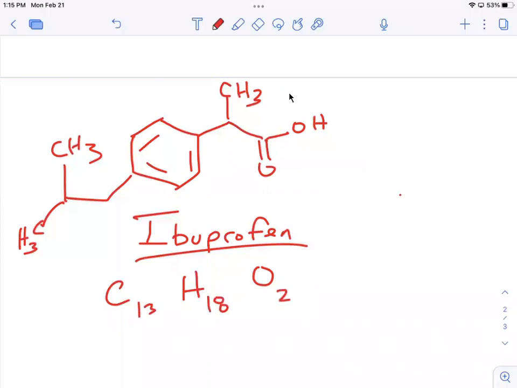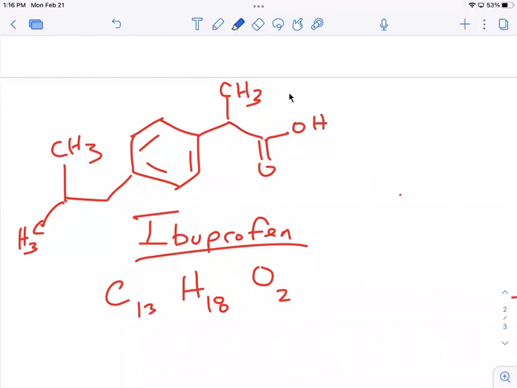C13H18O2. Now let me explain how this matches the structure that's shown, and then we're going to go back and talk about the atomic masses and what we have to do in order to determine how much of each one of those atoms is present in this molecule.